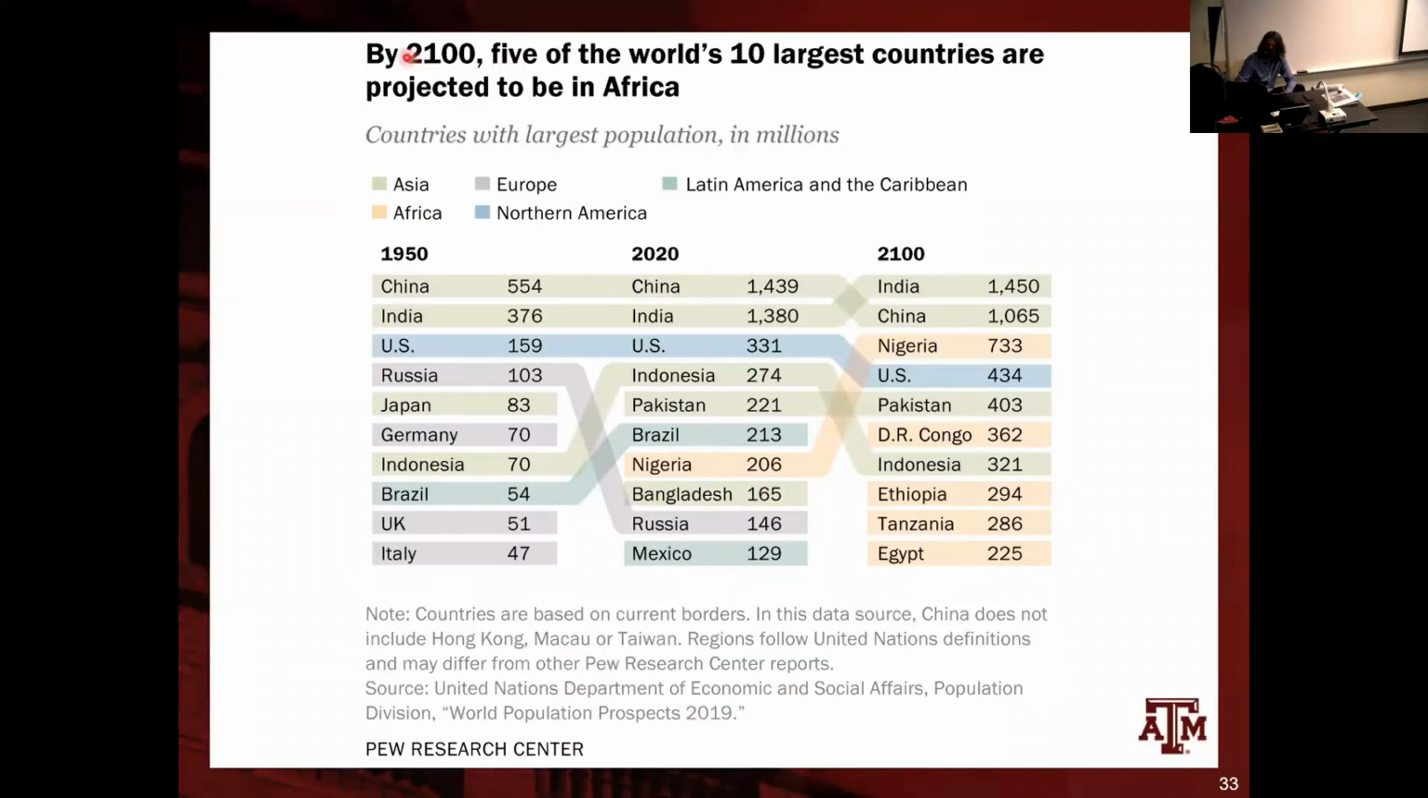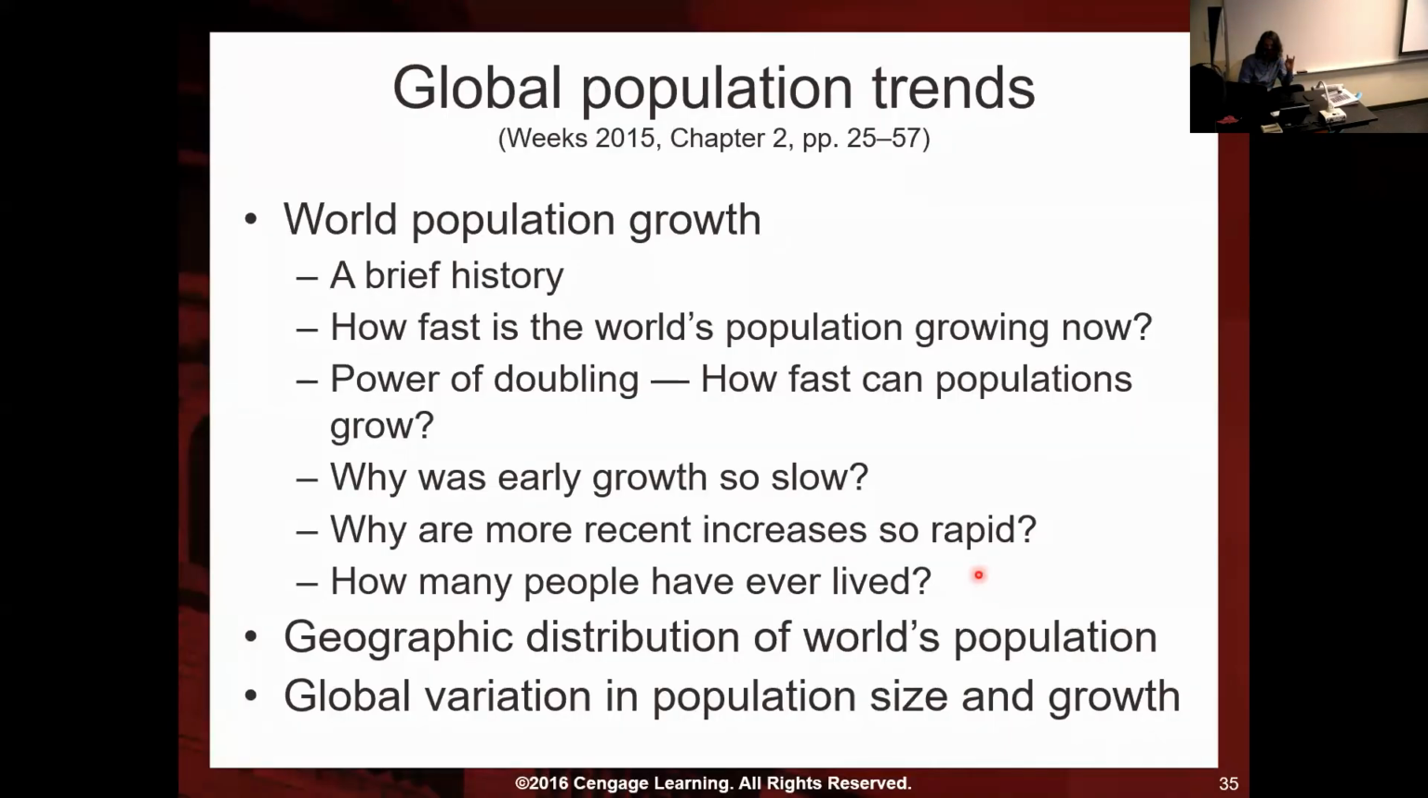So by 2100, 5 of the world's 10 largest countries are projected to be in Africa: Nigeria, DR Congo, Ethiopia, Tanzania, and Egypt. Cool? Questions?